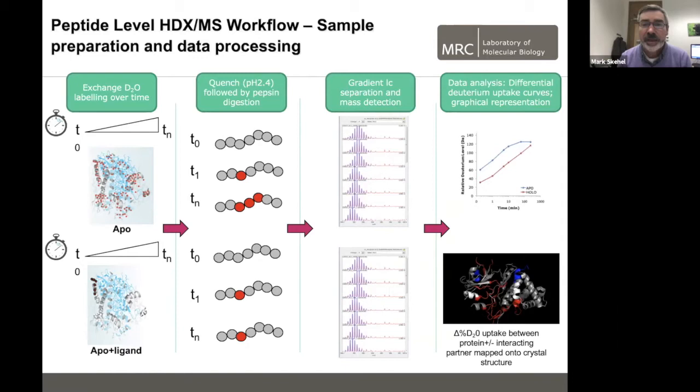And we then analyze that on a gradient LC and look at the peptides, the uptake of deuterium in the peptides in the mass spec. This is the kind of thing you get where you have an unprotected peptide here and one that's showing protection after it's formed a complex, and then we can map that onto the structure. Okay.